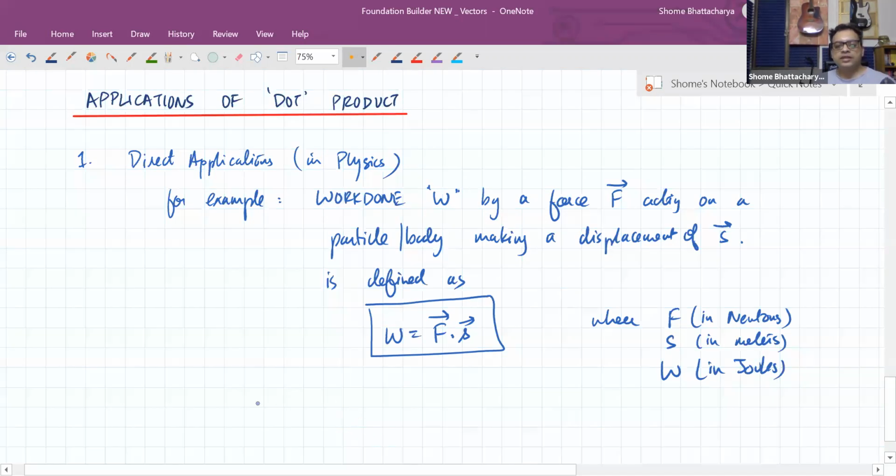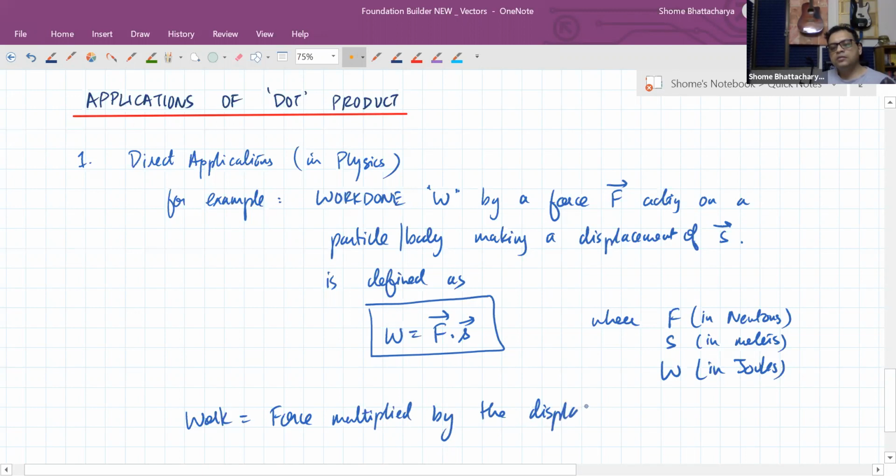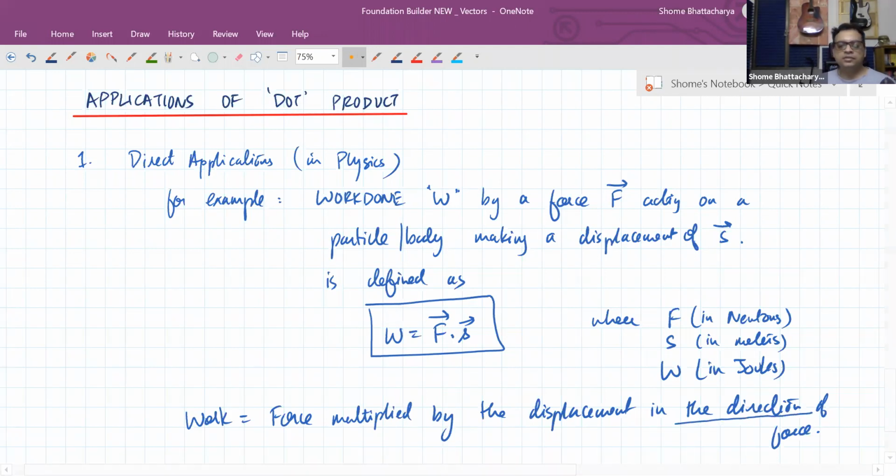Okay, so the way we define that, work equals force multiplied by the displacement in the direction of force. This is how we define it in a ninth standard level. We define it like this: that it is the displacement in the direction of force. So mathematically, that actually becomes dot product. Okay, and I'll show you the logic of why it becomes this.